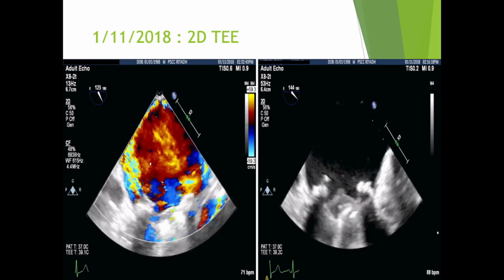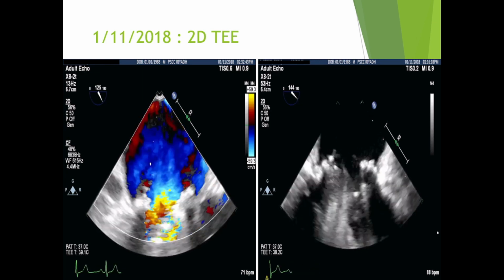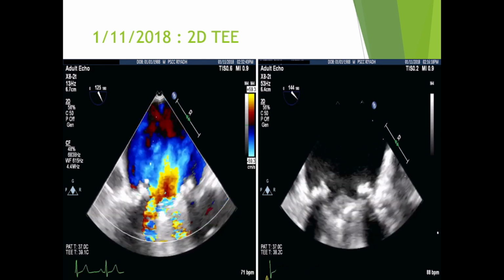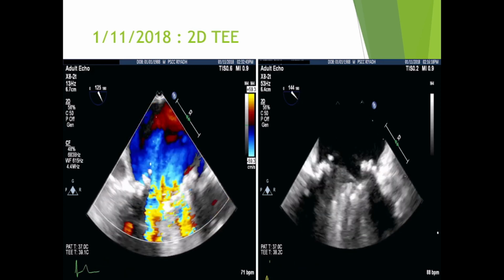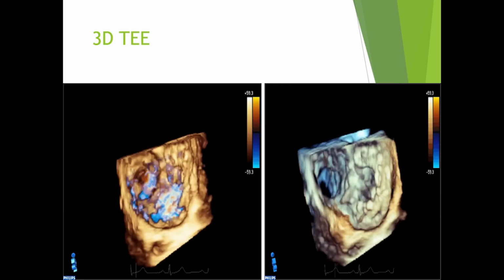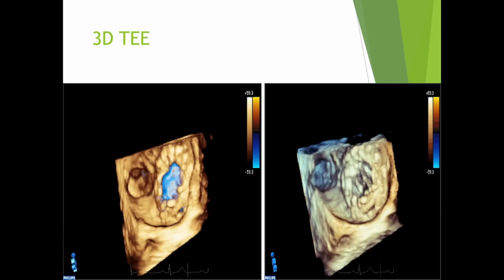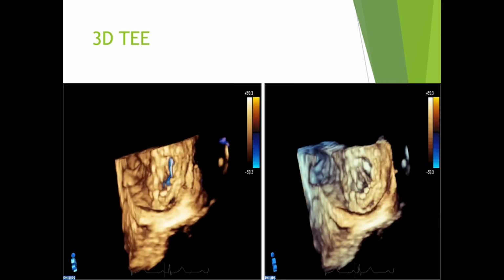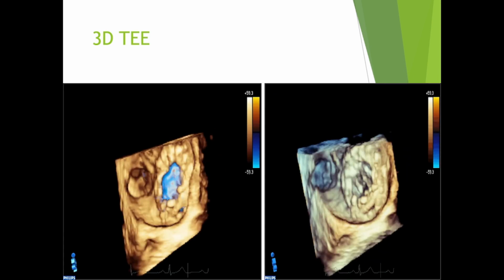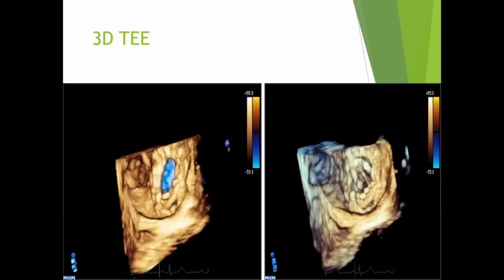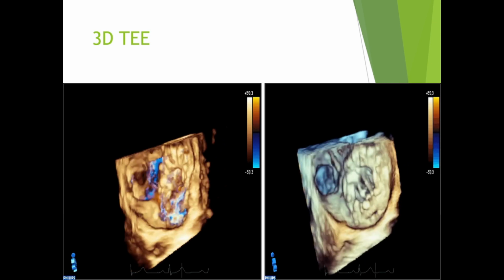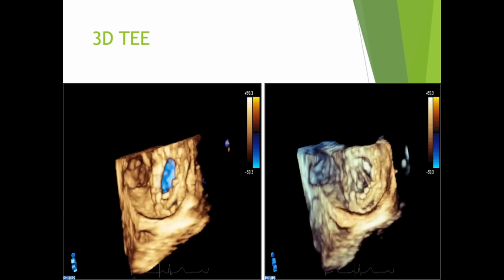As you can see, there is a mechanical valve, and there is a very eccentric jet, severe paravalvular leak. So this is a 3D, and 3D with color. You can see there is a mechanical valve. This is a surgical view. This is the aorta here, appendage here, interatrial septum. And you can see there is a tissue dropout here. Is it a real dropout or a paravalvular leak? You put a color, you can see there is a very eccentric jet, severe paravalvular leak.